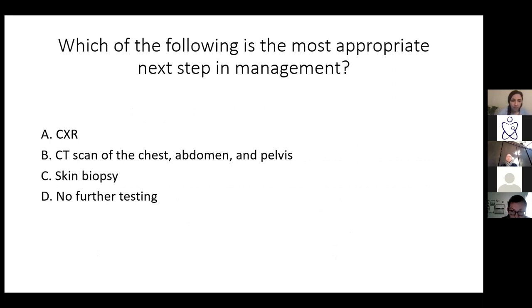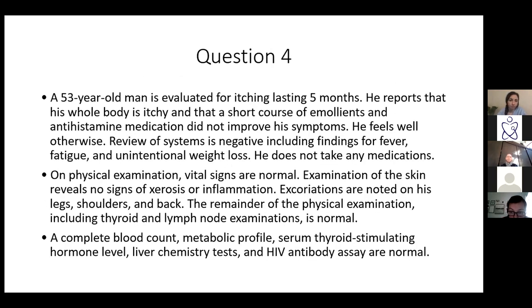Some requests to go back to the question stem, if you wouldn't mind. Sure. Just about a third of people voting now, so another 15 seconds or so. Sure.